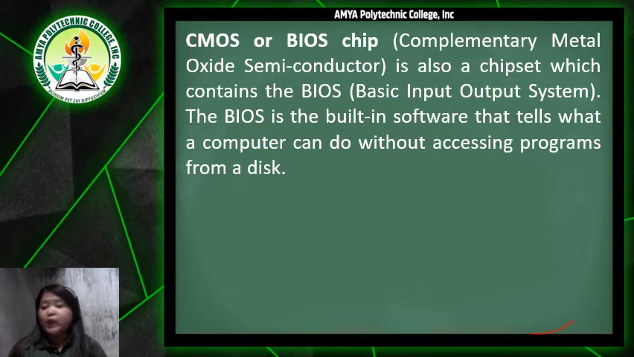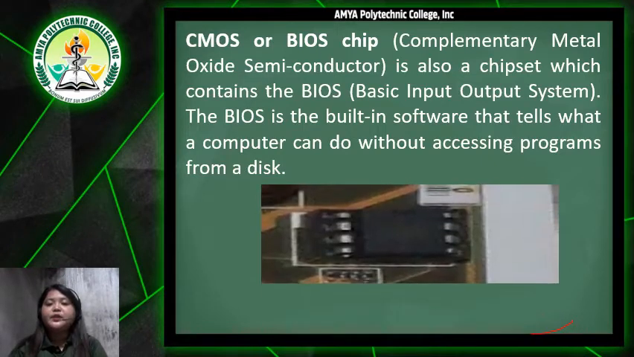Next we have the CMOS or the BIOS chip. When you say CMOS, this is the complementary metal oxide semiconductor. It is also a chip set which contains the BIOS. BIOS means the basic input-output system. The BIOS is the built-in software that tells what a computer can do without accessing programs from a disk. So this is an example of a CMOS or BIOS chip.